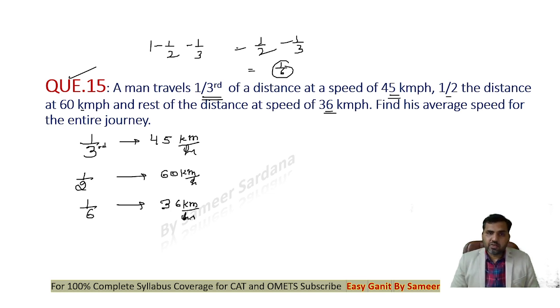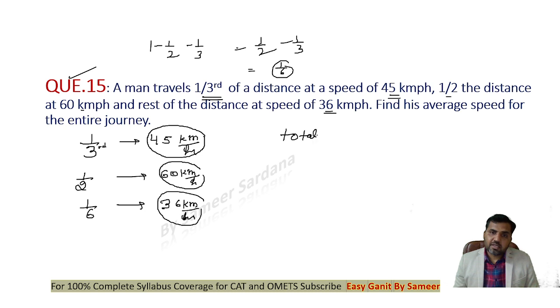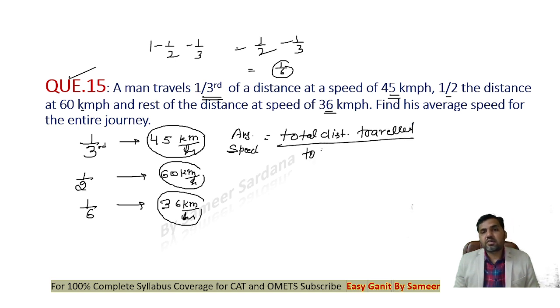Guys, if I want to solve this question quickly, the better way for me would be to take a number. The total distance has to be something which will be a multiple of 45, 60 and 36. As we know, average speed is defined as total distance traveled divided by total time taken. That's my average speed, right? Now to find my total time, I need to find these individual distances divided by 45, 60 and 36.